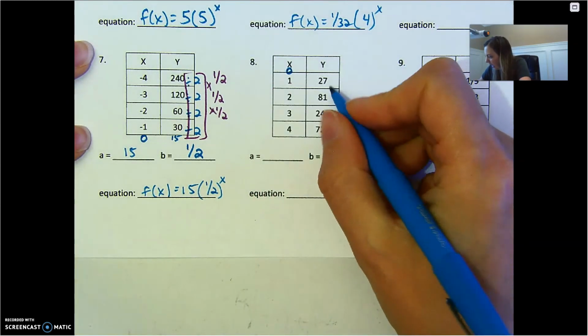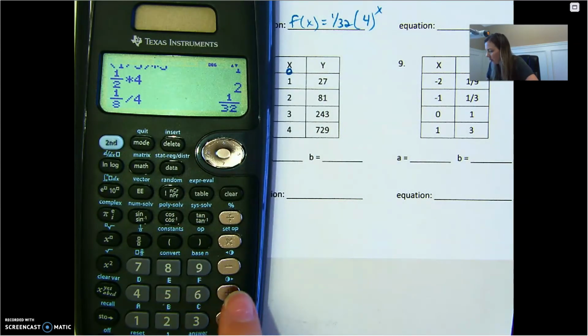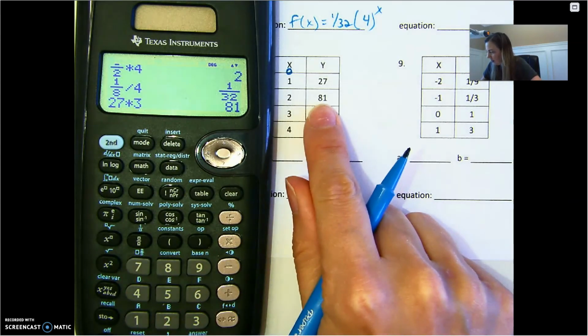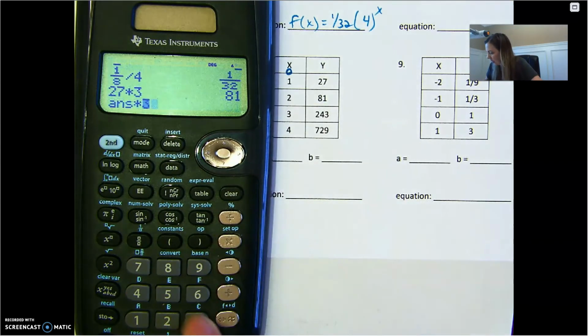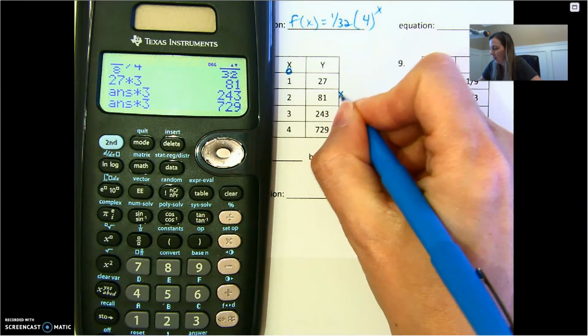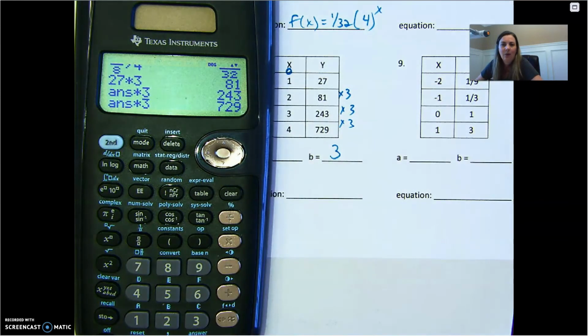Let's see what this pattern is. 27 to 81. I'm thinking I multiply by 3. Let's see, 27 times 3. Yep, let me keep going. What's 81 times 3? Yep, okay, so it looks like we are multiplying by 3 on these, right? Times 3, times 3, times 3. So my base is 3.